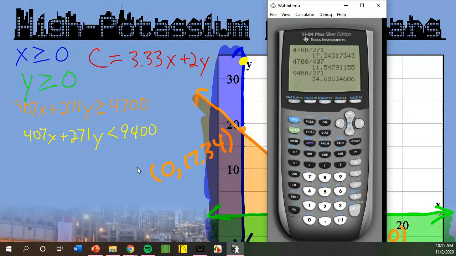And when I plug in 0 for y, I'll get my x-intercept. So I do 9,400 divided by 407. And my x-intercept is 23.10. 23.1 is right about right there. Oops. So that's going to be 23.1, sorry. And 0. All right, now I'm going to graph those.